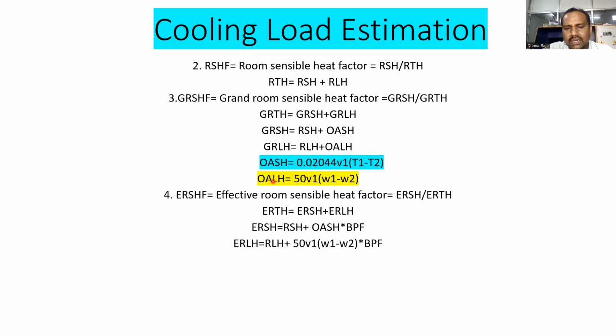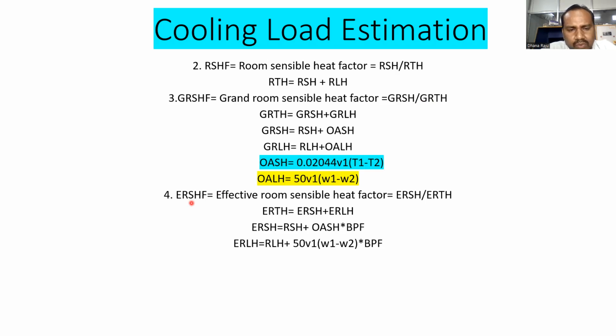Similarly, outside air latent heat is calculated as 50 V1 (omega 1 minus omega 2), where omega 1 and omega 2 are the humidity ratio of outside air and the humidity ratio of inside air. So by using these relations, we can evaluate the infiltration. The volume of air entering is called V1, and the difference in temperature gives the sensible heat. The difference in omega gives the latent heat.